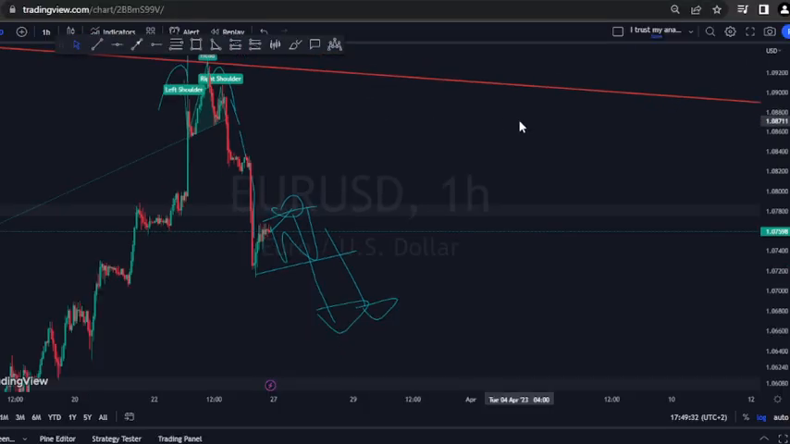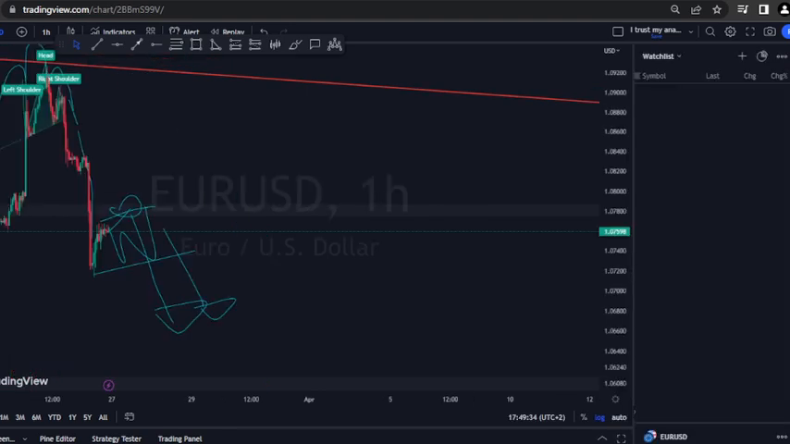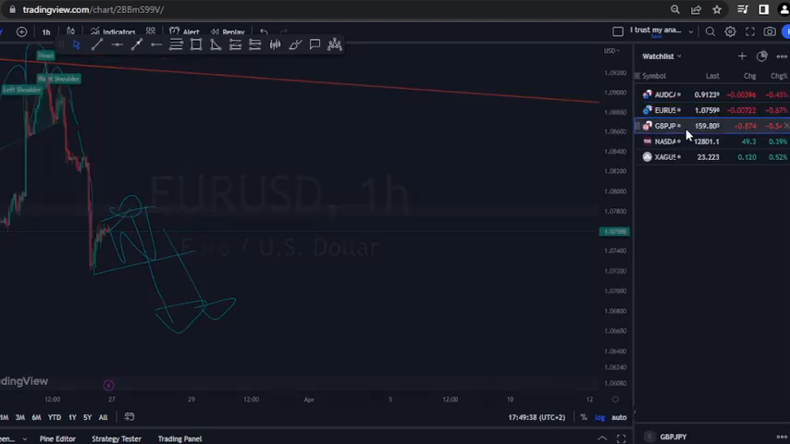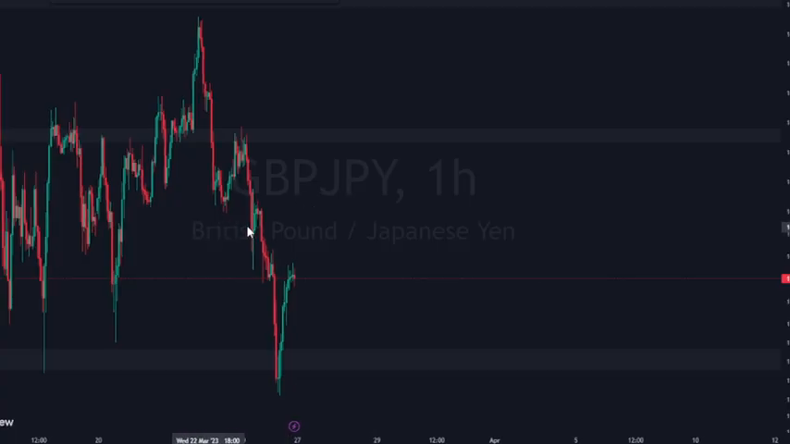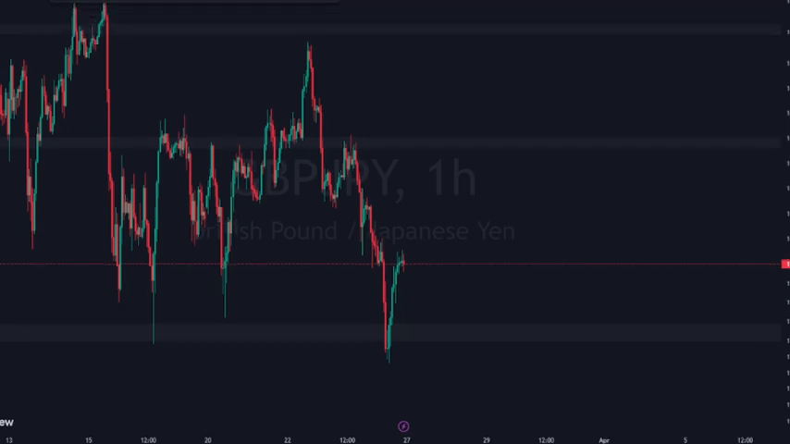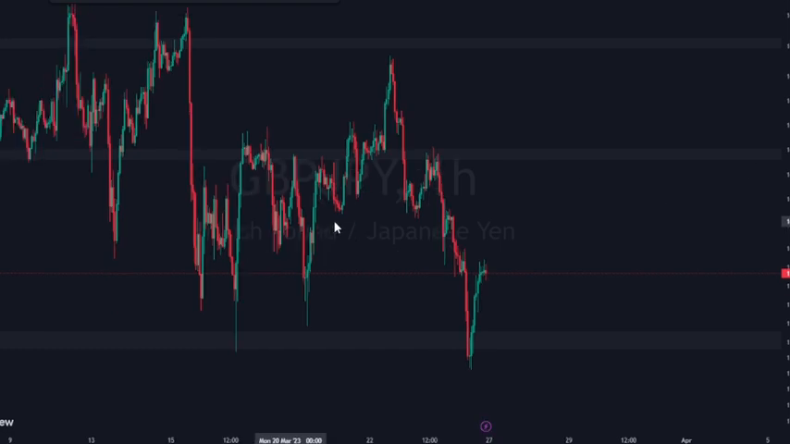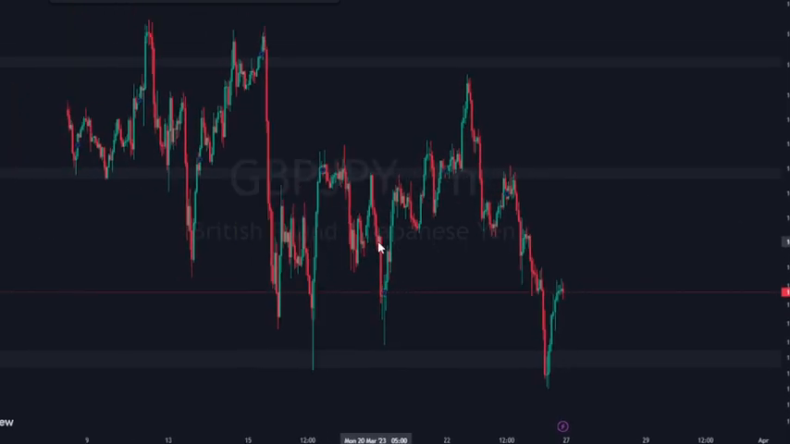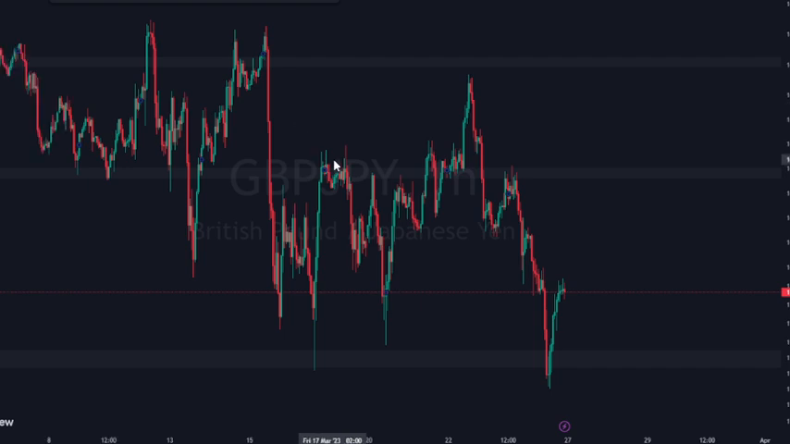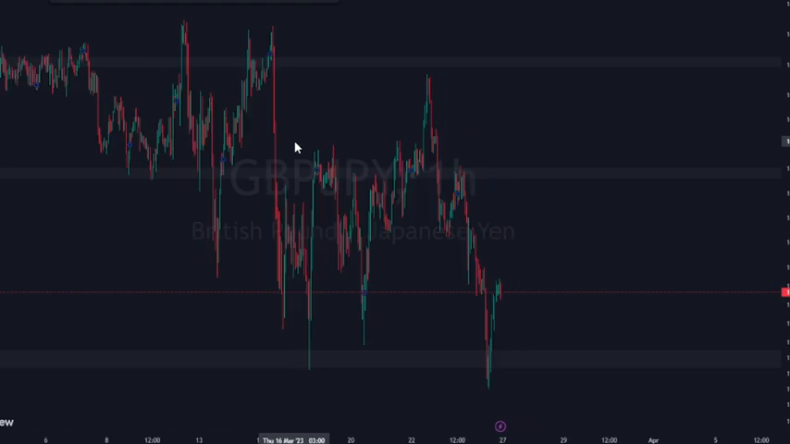Now let's go to the last pair, which is GBPJPY. If you also just go back previously, look at the previous videos as usual. As you can see, guys, my analysis is also consistent with my trading, so that's a good thing. Because I don't change my analysis all the time, which means I'm not that inconsistent with my analysis, but I am consistent with my analysis.